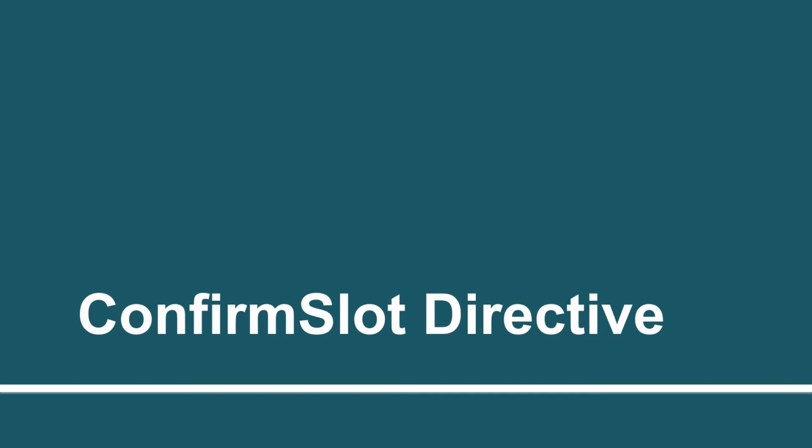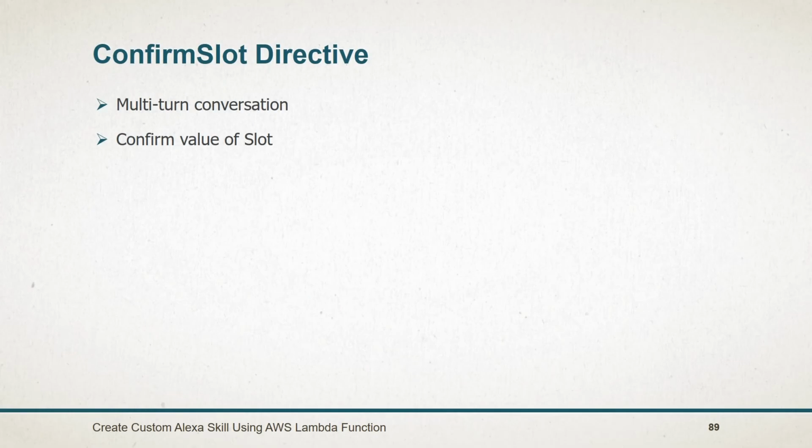In this session, we will use ConfirmSlot Directive. ConfirmSlot is used to add confirmation for slot value. In the previous session, we created a new intent for obtaining person name, country name, and friends count. In this session, I am going to modify it such that it will ask for confirmation for friends count.